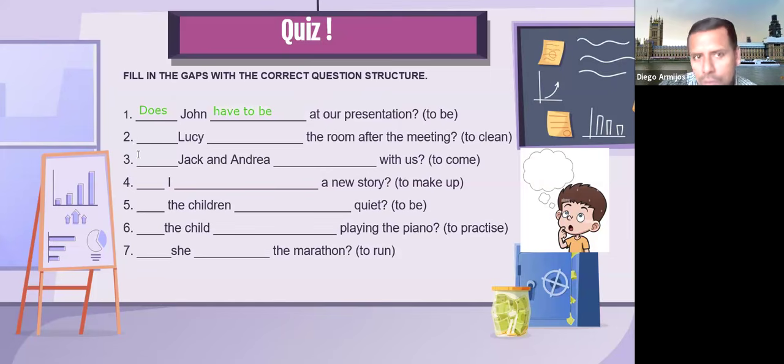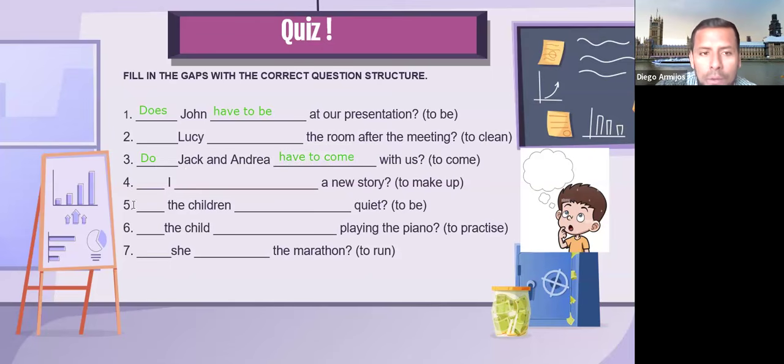What about Lucy? Lucy is the same. What about number 3? Jack and Andrea. What do you think is the auxiliary? Here we have 2 people. What do you think the auxiliary is? In this case, do, because it's plural. Do Jack and Andrea have to come with us?